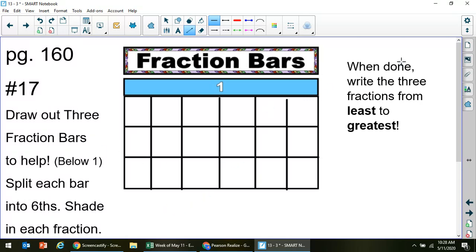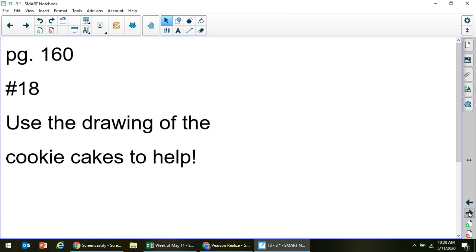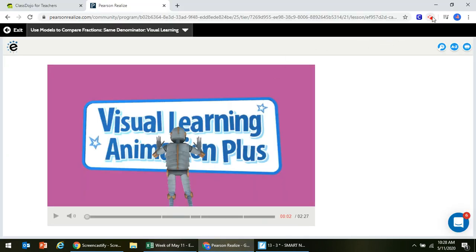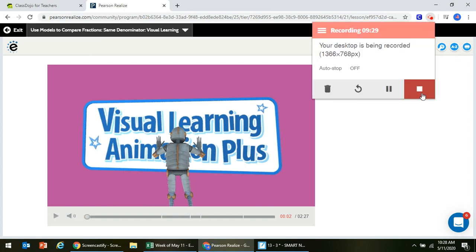And then below, when you are done, do not forget to write the 3 fractions from least to greatest. And then last but not least, number 18, make sure you use the drawing of the cookie cakes to help you. All right, I hope all of this has helped you, and I can't wait to see how you guys did on 13-3.